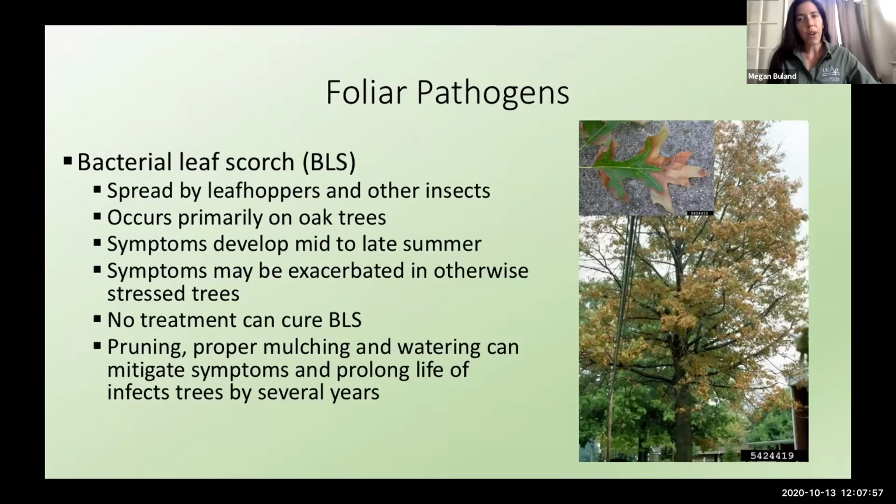Now, that's not to say that bacterial leaf scorch is an immediate death sentence for your trees either. Proper pruning, proper mulching and watering, especially during the heat of the summer, can really mitigate the symptoms and stress of bacterial leaf scorch on your oak trees, and it can really prolong the life of infected trees by quite a few years. So even though bacterial leaf scorch might ultimately lead to the demise of these trees, it's not going to be immediate, and you can have quite a few good years out of an infected tree before you might have to consider removing and replacing an infected oak tree.